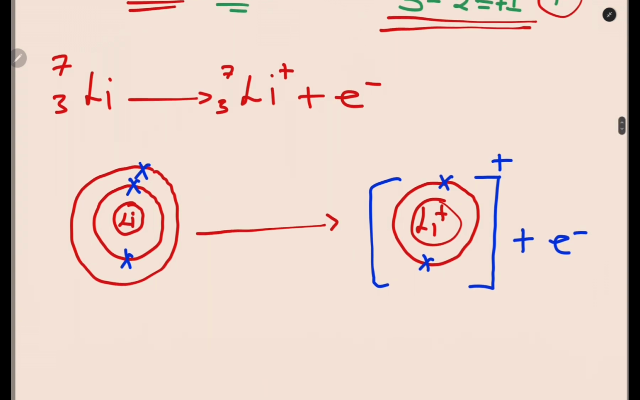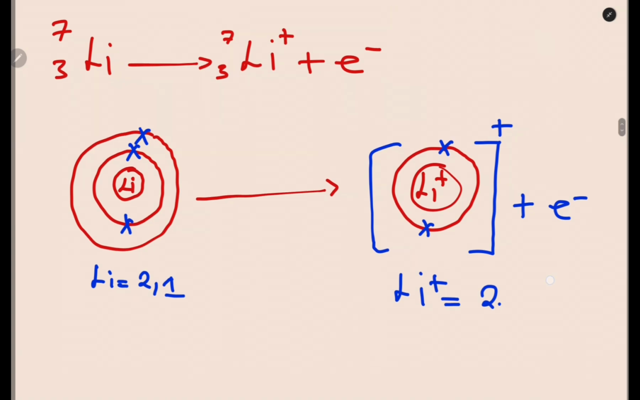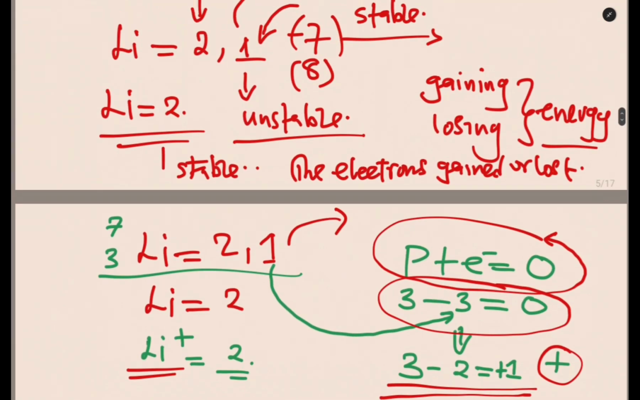So this is how you present the formation of lithium ion. I can even put the configuration here, which is 2, 1. Then here lithium ion, which is positive, is just a 2. So something like this. Okay, which other one can we look at?